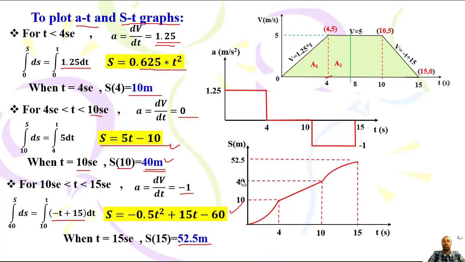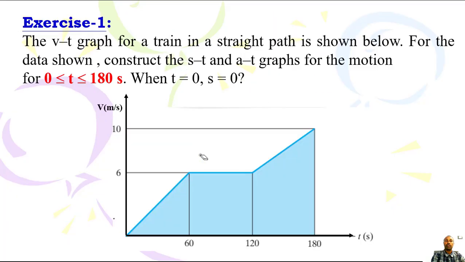And for the distance curve, you simply put the values. From 0 up to 4, you have here distance 0. Then if you substitute here, it is concave upward, then it is a parabola like this. Then you have a straight line with slope 5. It goes to 40. At 10, 40, already calculated. At 15, you have 52. So you have 52 here. So this is concave down. So these are the acceleration and distance curves.